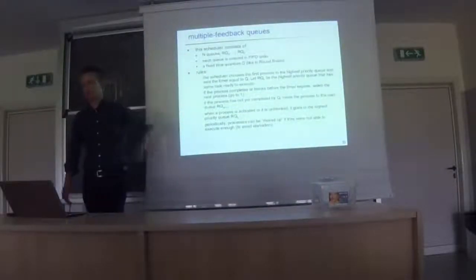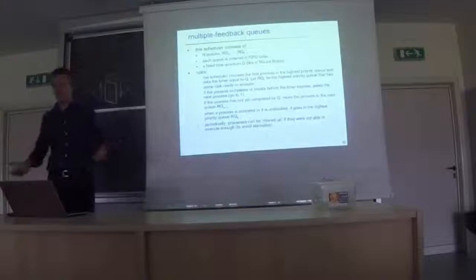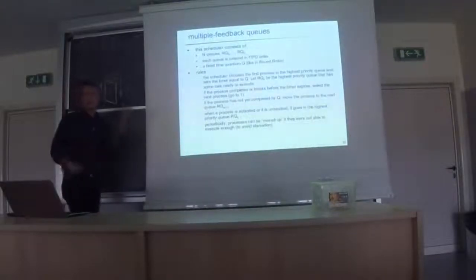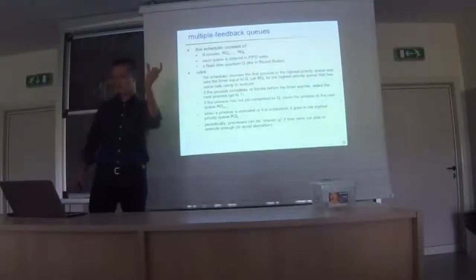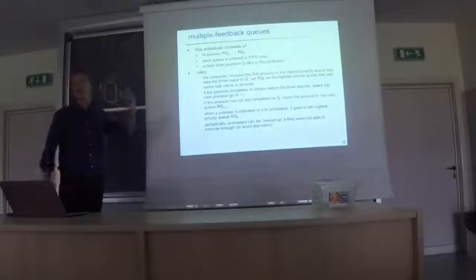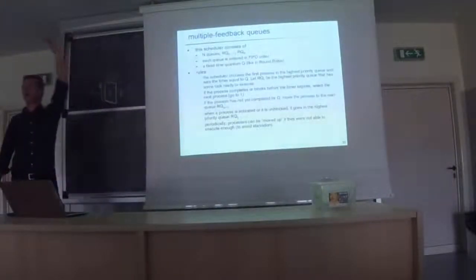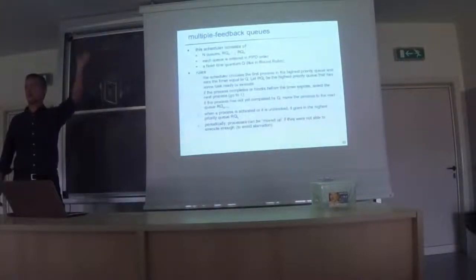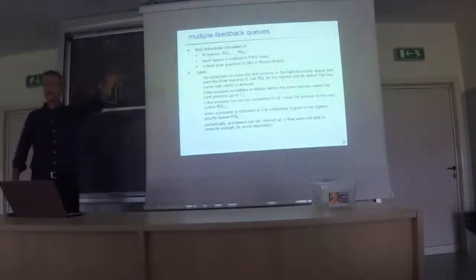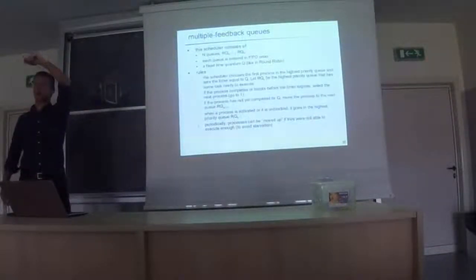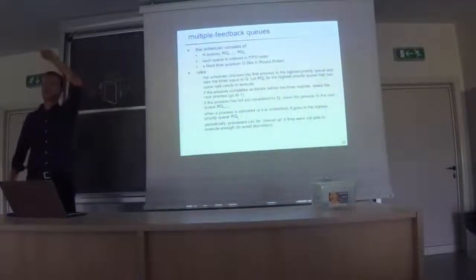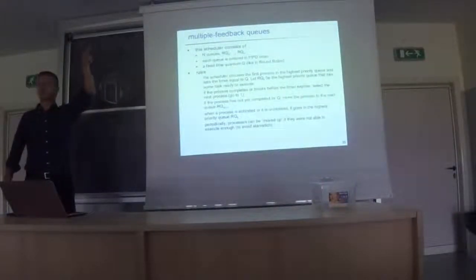The scheduler chooses the first process in the highest priority queue and sets the timer equal to Q. Like I said before, I start from the highest priority queue, and if there exists someone there, I take it and execute it for Q time units at most. If the timer expires, I preempt it and put it back, but I don't put it back to the original queue, I put it back to the lower priority queue.